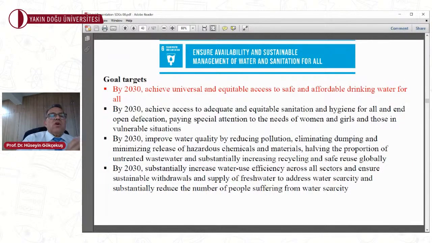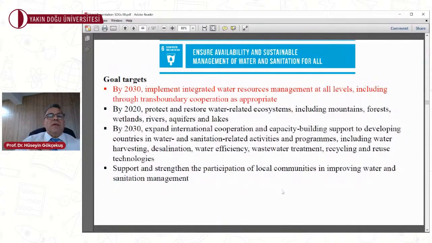And goal 6 targets. You can see many. I focus on a limited number of them, depending on the time limitation. By 2030, achieve universal and equitable access to safe and affordable drinking water for all. By 2030, implement integrated water resources management at all levels, including through transboundary cooperation as appropriate.